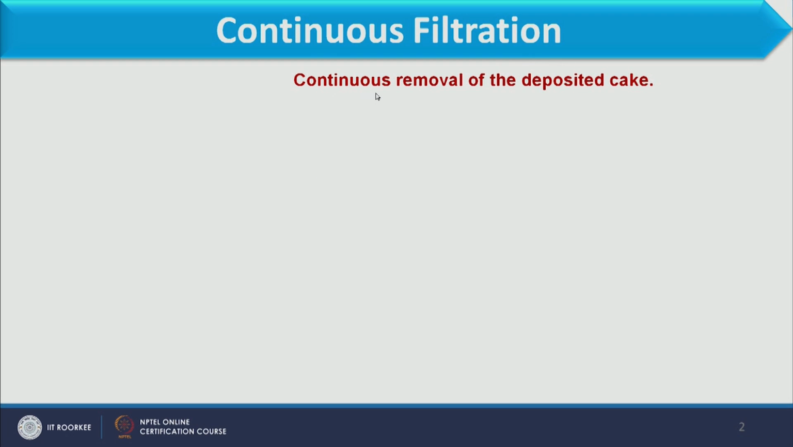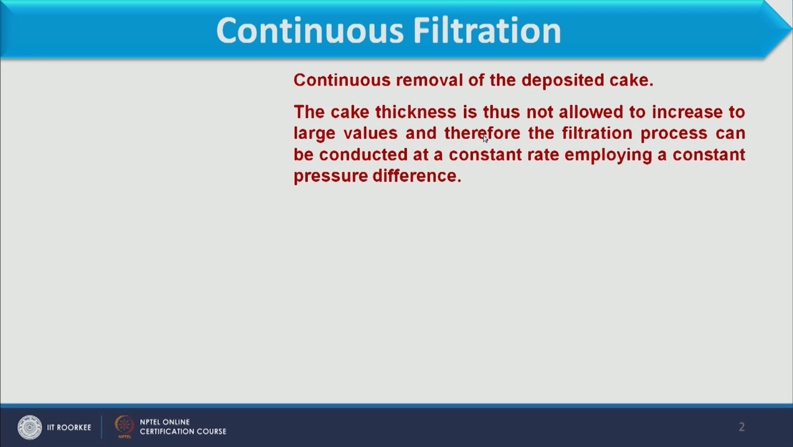So, in continuous filtration we do some arrangement so that the cake which is formed on the filter media is continuously removed. So, in continuous filtration we go for continuous removal of the deposited cake. The cake thickness is thus not allowed to increase to large values, and therefore the filtration process can be conducted at constant rate employing a constant pressure difference. Now, if you remember the batch process, there we have defined two phenomena. First is the constant rate and second is the constant pressure.